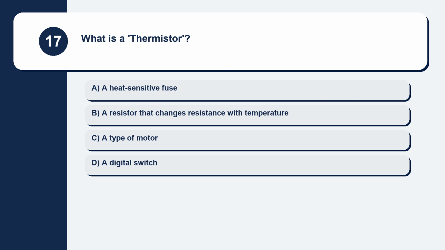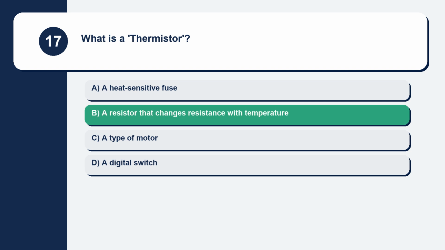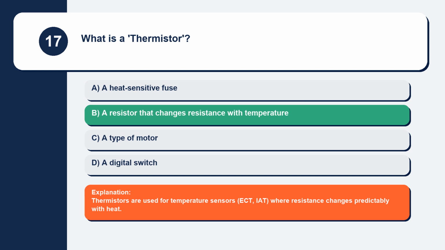Question 17. What is a thermistor? A heat-sensitive fuse. A resistor that changes resistance with temperature. A type of motor. A digital switch. Thermistors are used for temperature sensors, ECT, IAT, where resistance changes predictably with heat.